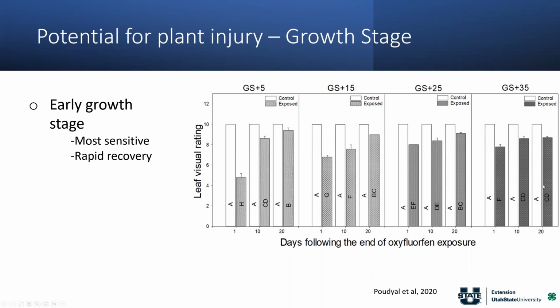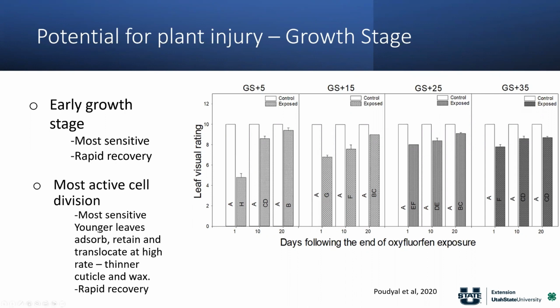Apply at lower growth stages of the plant, so you have the least damage. During early growth there is more damage, but faster recovery. Why? Because younger leaves absorb, retain, and translocate those pesticides at a higher rate, because they have a thinner cuticle and thinner wax. But as they grow on, they have rapid growth, and then the recovery is also faster.